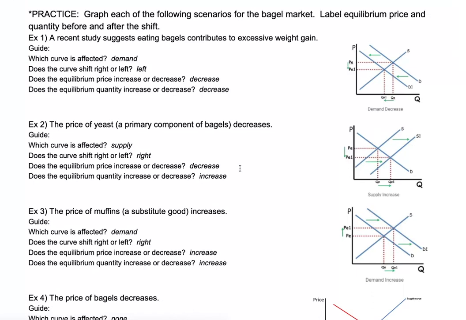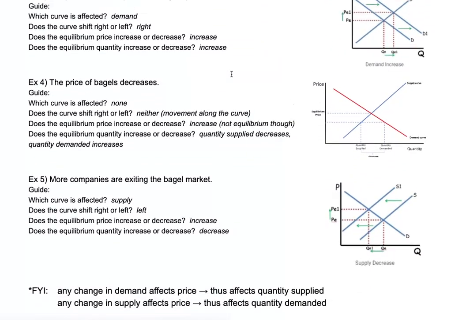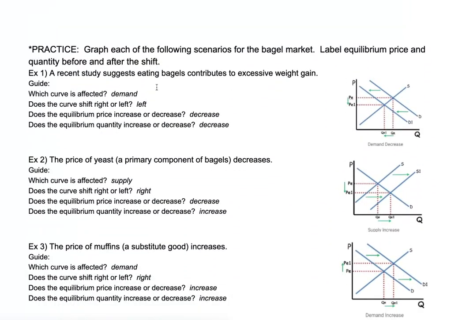Always, always, always define your market before you do a shift. You have to know which market you're talking about because they can bring up multiple products in a given problem. So this is the bagel market. Every example here will be the bagel market, all right? So let's just look at this one.